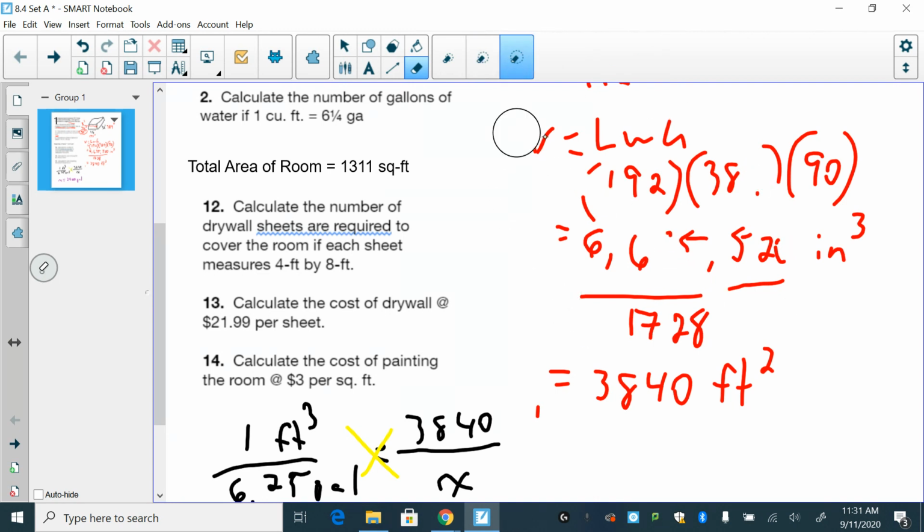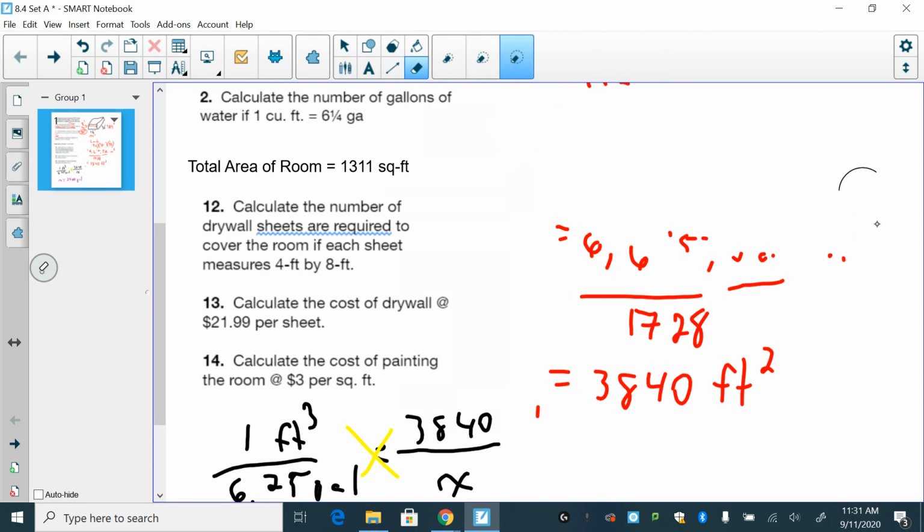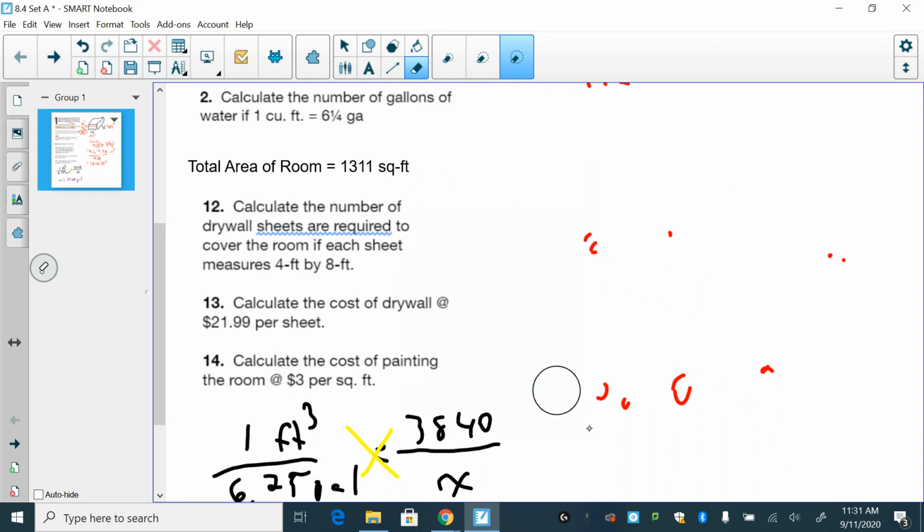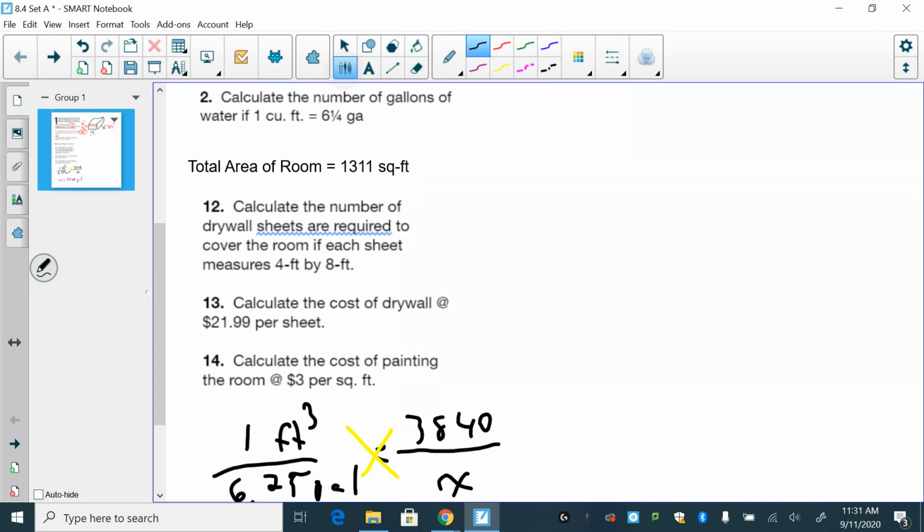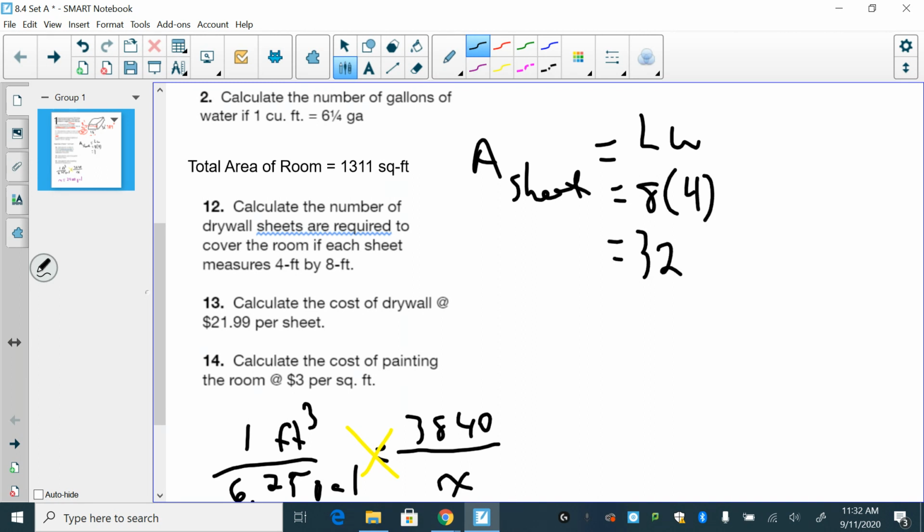So what this question is, you've got to first figure out the area of one drywall sheet. So the area of a sheet is just a rectangle. So it's length times width. So it's 8 times 4. So that'll be 32 square feet.